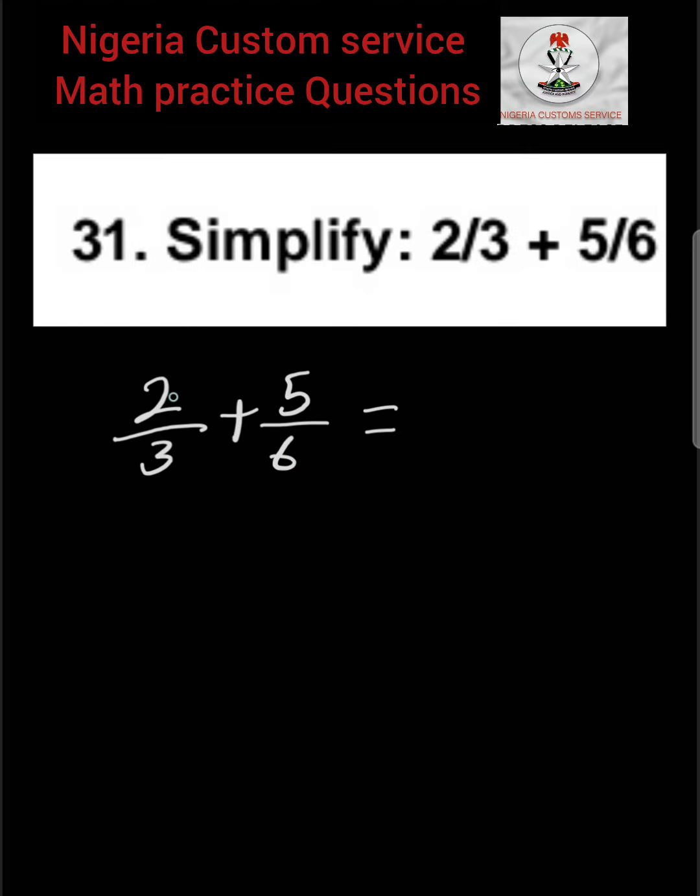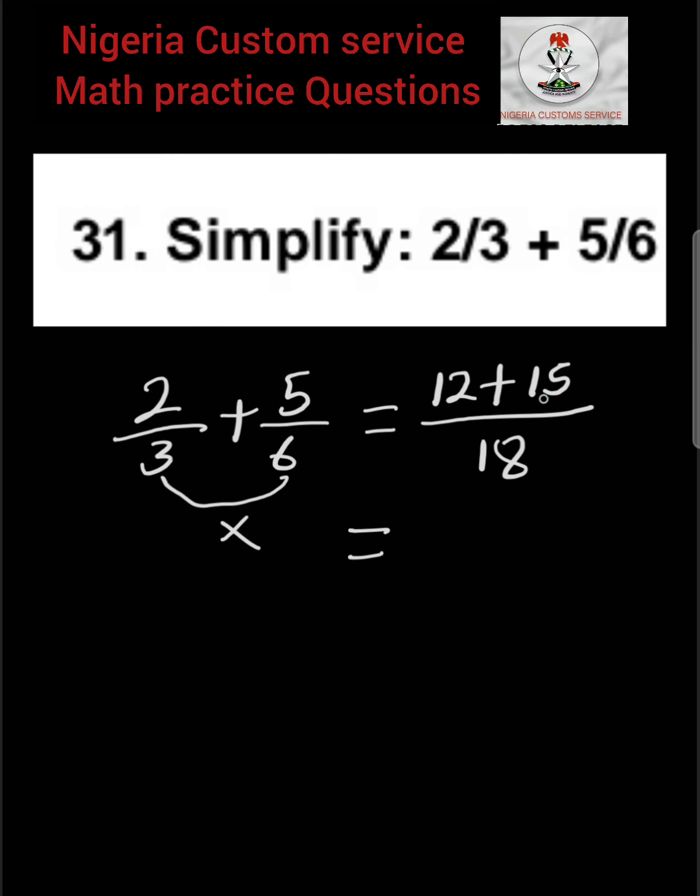We're going to use this 6 to multiply by this 2, which gives us 12, plus 3 multiplied by 5, which gives us 15, then divided by the product of the two denominators. 3 multiplied by 6 gives us 18. Then we simplify. 12 plus 15 gives us 27, over 18.